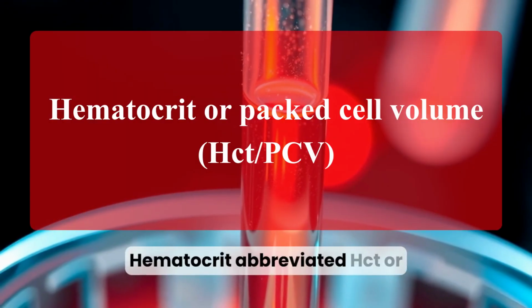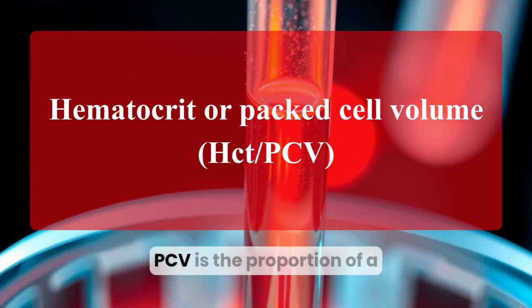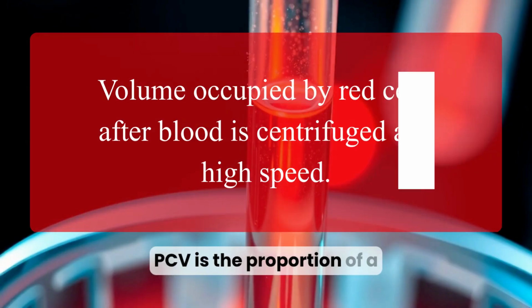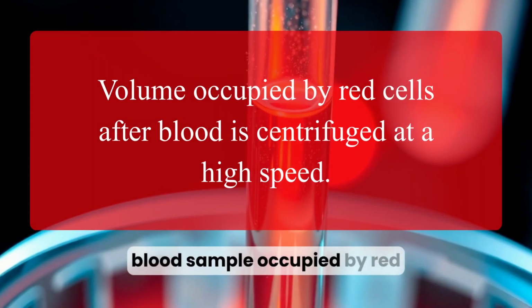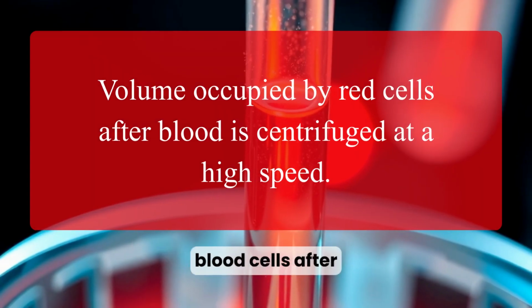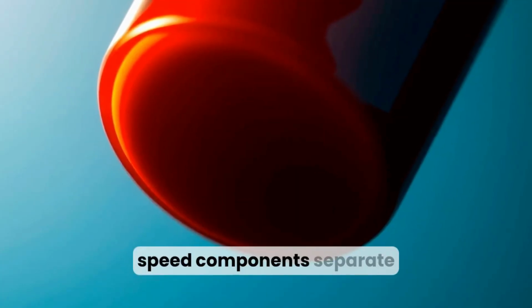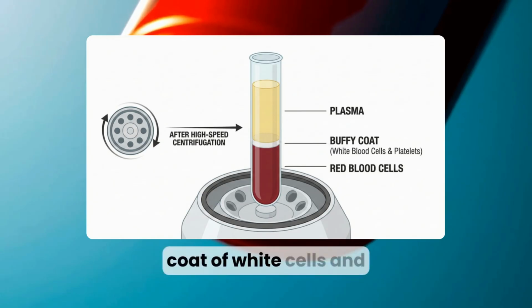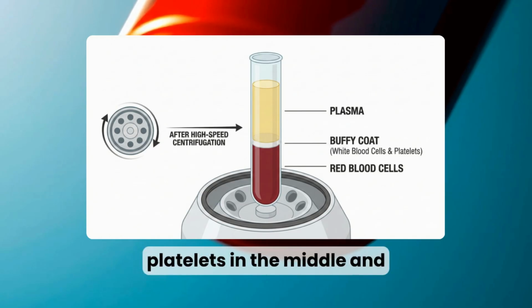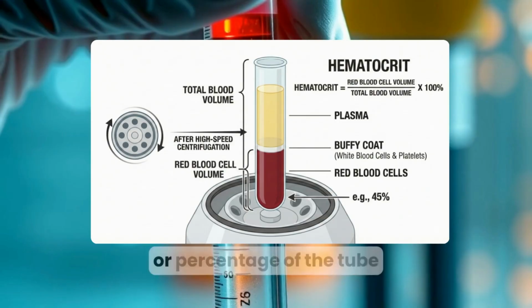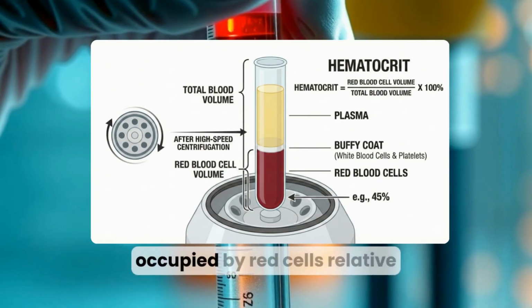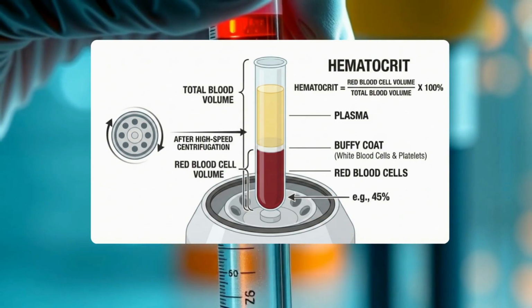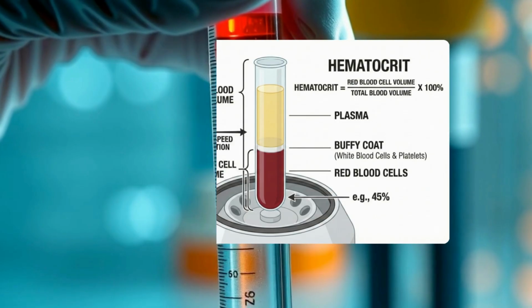Hematocrit, abbreviated HCT or PCV, is the proportion of a blood sample occupied by red blood cells after centrifugation. When we spin blood at high speed, components separate: plasma on top, a thin buffy coat of white cells and platelets in the middle, and packed red cells at the bottom. The hematocrit is the fraction or percentage of the tube occupied by red cells relative to the total blood column.